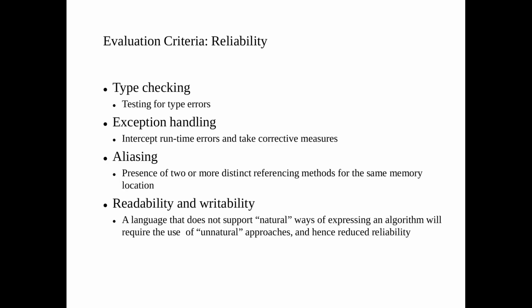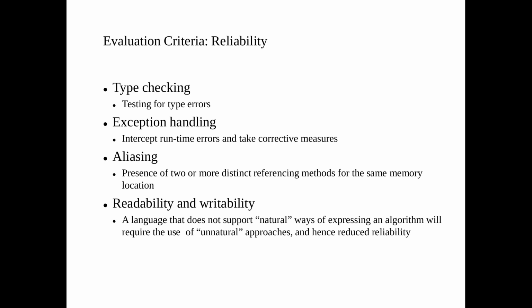Reliability. So this is pretty simple, right? We want type checking, exception handling, aliasing, readability, and writability, right? Why do we want type checking? It can either be dynamic type checking at runtime, or it can be static type checking. It doesn't really matter, but it needs to have the capability to check the type. That way, we know about your data, your variables, such that we can detect when errors have occurred.